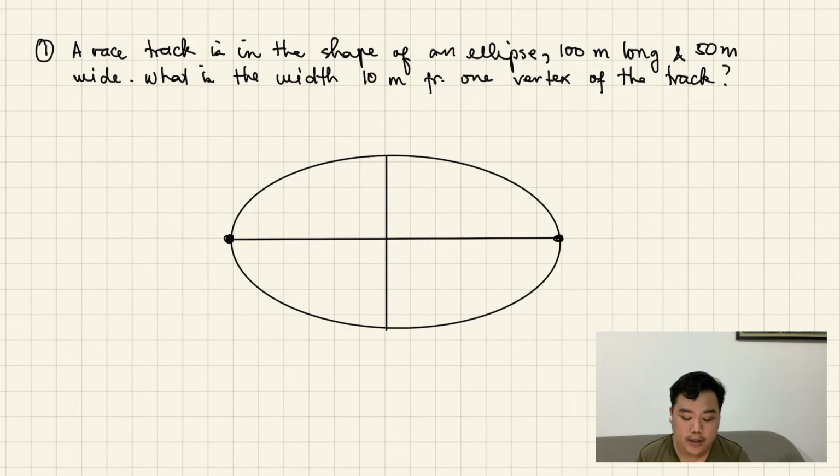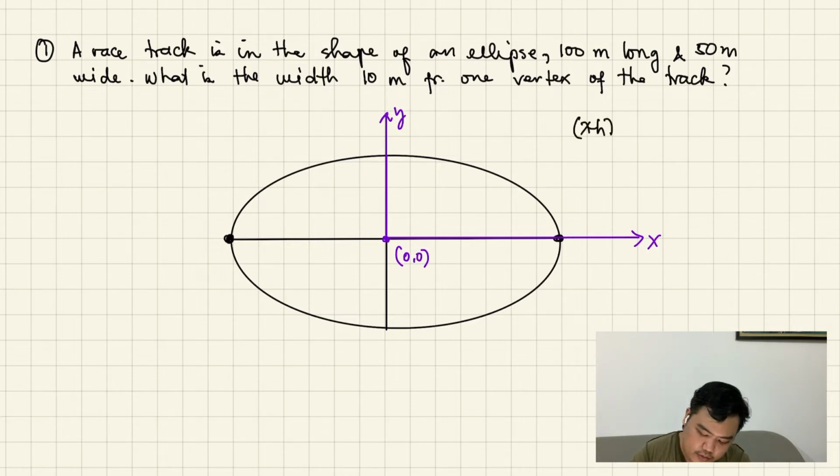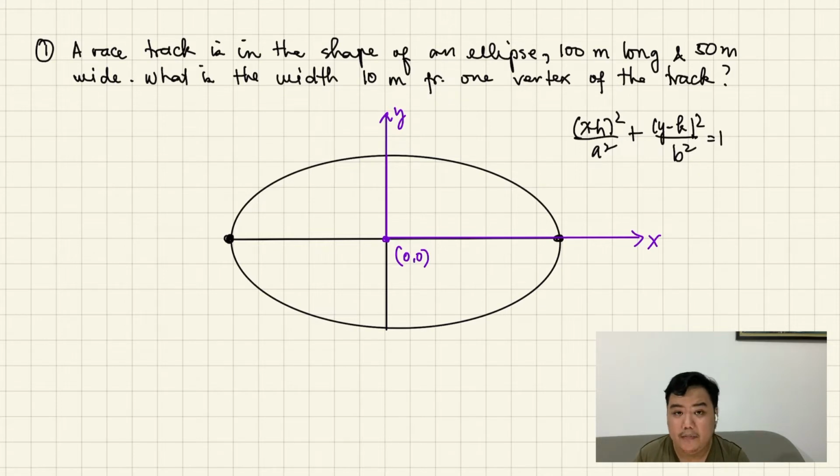So kapag naghahanap kayo ng equation ng ellipse, ilalapat nyo siya sa XY plane. Para hindi mahirap, yung center ng ellipse ay nasa origin na lang. So ang gagawin kong XY axis ay ito. This is the positive X axis, positive Y axis, tas yung center ng ellipse ay (0, 0). And we have a horizontal ellipse. Anong equation ng horizontal ellipse? That is (x - h)^2 over a^2 plus (y - k)^2 over b^2 equals 1. Hanapin si h, k, a, b, mahahanap natin yung equation ng ellipse.